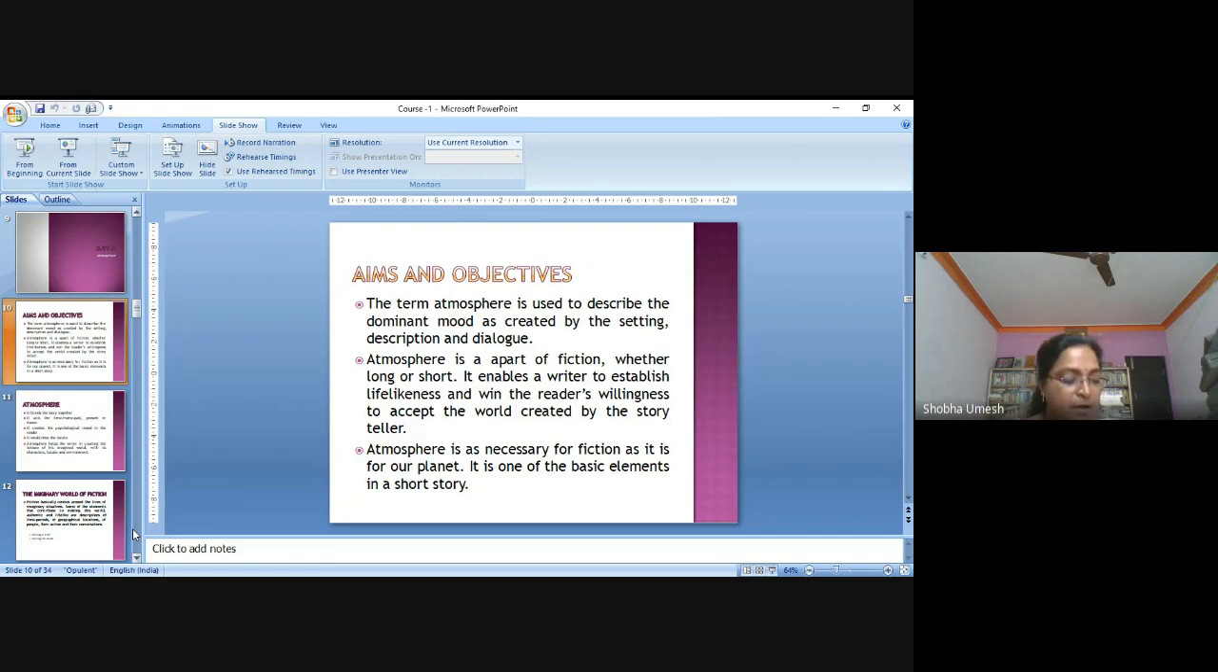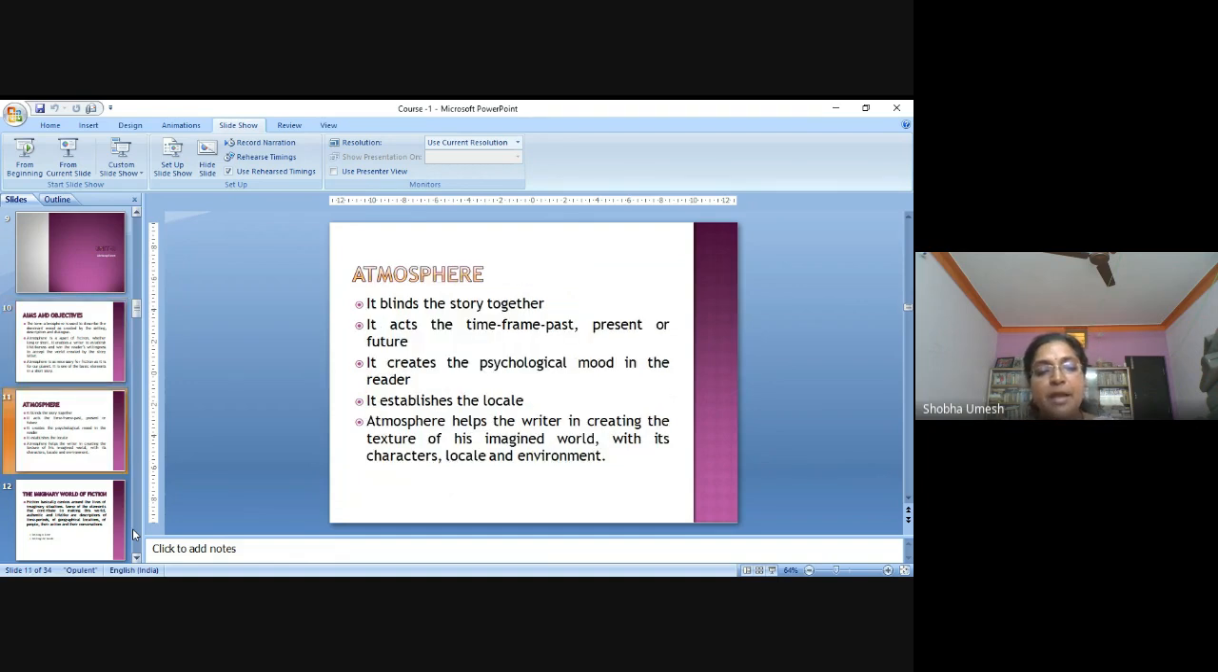And also, the atmosphere binds the story together. See, the atmosphere is the one which binds the story together. It brings the story together. The storyline is brought together by the atmosphere. If one incident is taking place in the town, all other incidents should take place in and around that particular place only. A faraway place should not be brought into the storyline. And also it acts like the time frame, past, present, and future. See, the atmosphere talks about the past, the present, as well as the future.